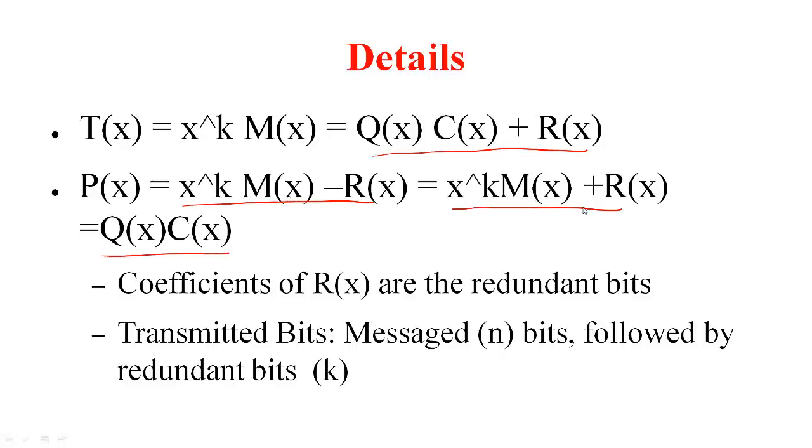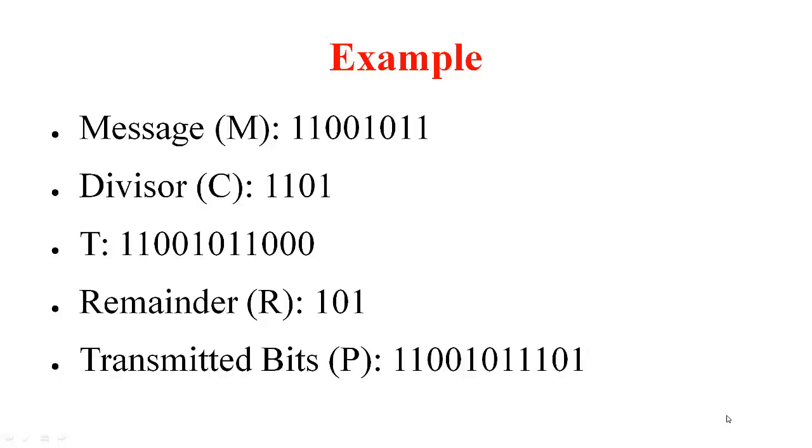So the coefficients of this remainder polynomial are basically the redundant bits which you add to the message bits and transmit. So here is an example that should make things very clear.